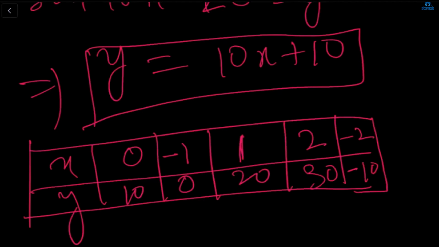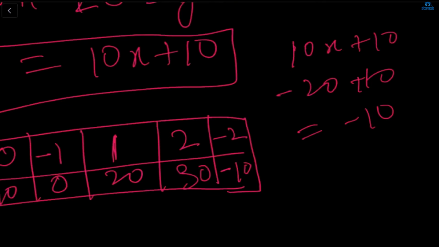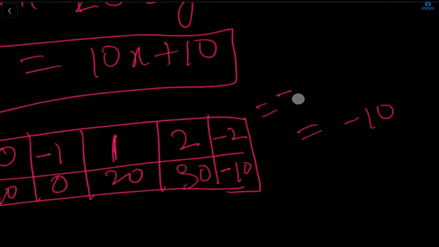Yeah, Ram? You're saying something? At minus 2, what will it be? Minus 20, plus 10, so it will be minus 10. See, it is y is equal to 10x plus 10. So when you keep the value of x as minus 2, it will be minus 20, plus 10, so it will be minus 10. Oh, okay, I got it. And for 4 it will be 50. The sign was minus; if I put it plus, then it was wrong.